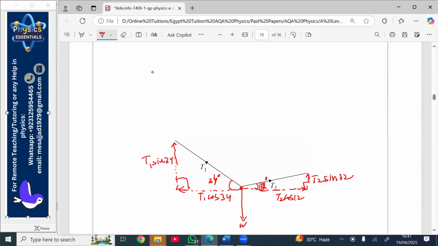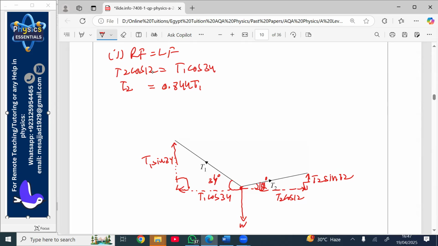Now from here you can make two equations. One is rightward forces are equal to leftward forces. So what is the rightward force? T2 cos 12. And what is the leftward force? T1 cos 34, right? And when I calculate, I get T2 equal to 0.8441 T1. Okay. Now, the second one that I can get from here, upward forces are equal to downward forces.